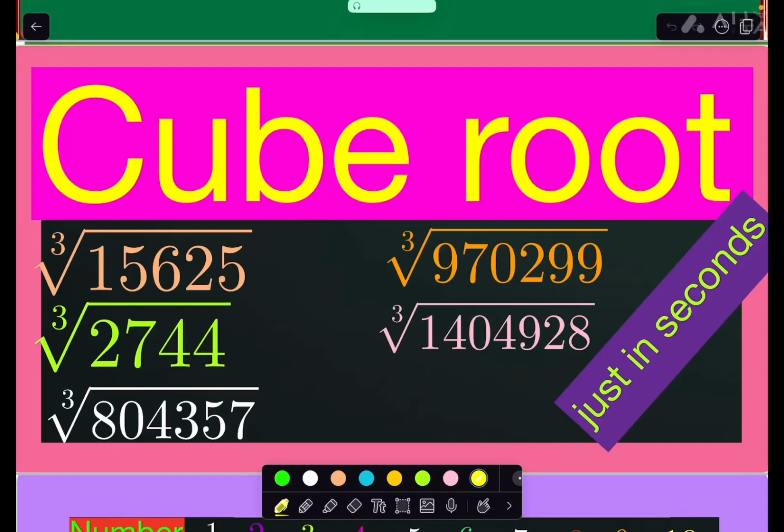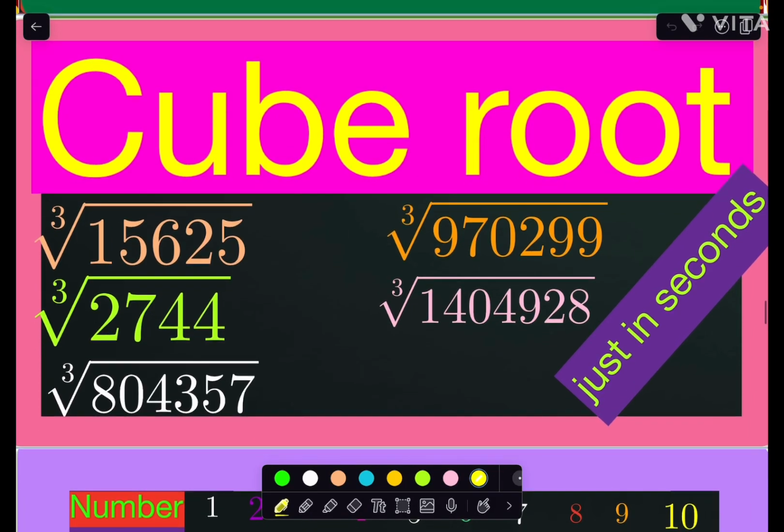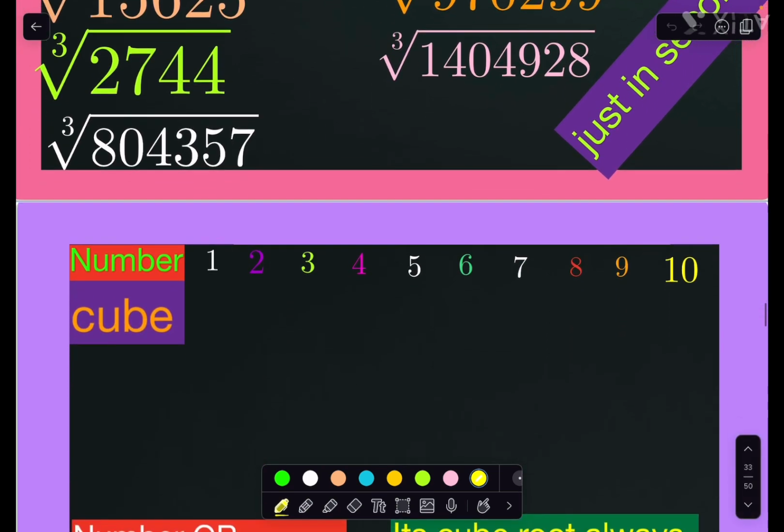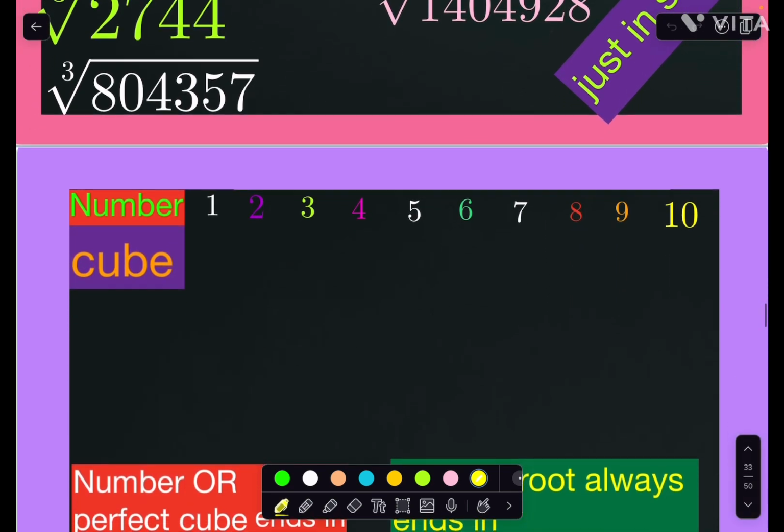In this lecture I'm going to discuss how to find the cube root of a perfect cube number. To find the cube root of a number, it is very important to understand what the cube of a number is. First I'm taking some cubes of numbers, and we'll observe them. Then we'll see how to find the cube root of a number by using the estimation method.